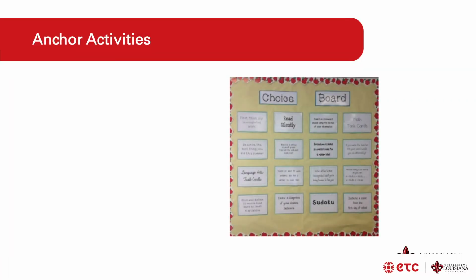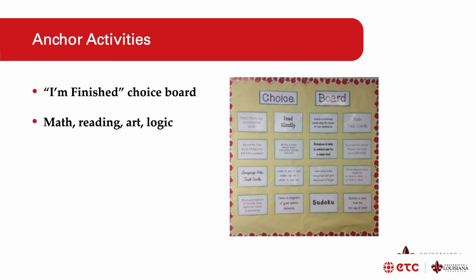The anchor activity that I have shown here is a choice board. I usually use these as finished activities. So if the students have finished something, then they can choose something from the choice board to do. I make sure that the choice board has something that meets varied learning profiles. So are they mathematical, logical? Do they enjoy linguistics, reading? Do they like art? Do they like logic? All of those things are added to the choice board as what they can do.